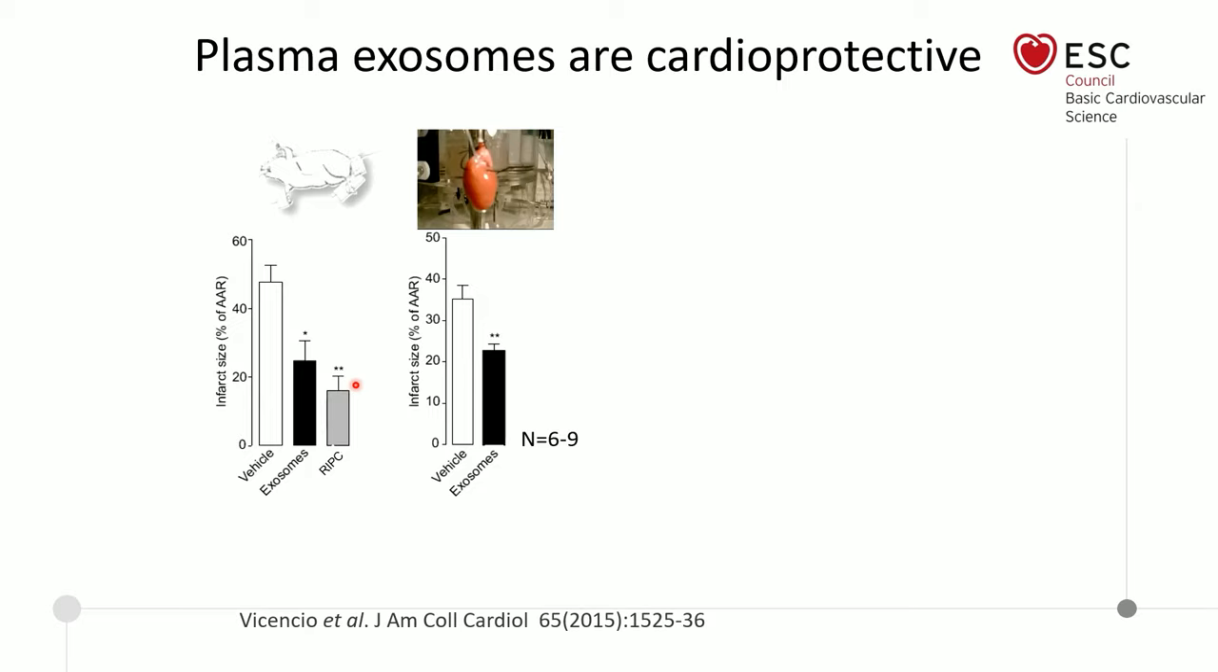So we also use an isolated perfused heart model. This is a Langendorff heart model where the heart is isolated from the rat and perfused, and then we administered the exosomes for 15 minutes in this protocol, and this also reduced the infarct size. So it doesn't need to be working on other cells outside of the heart. It seems to work directly on the heart.